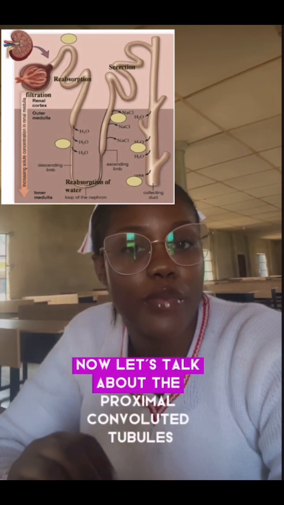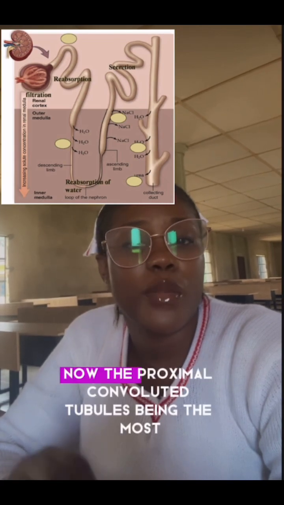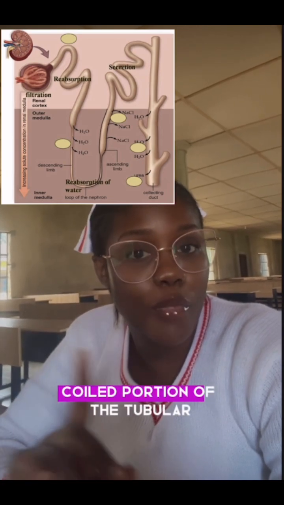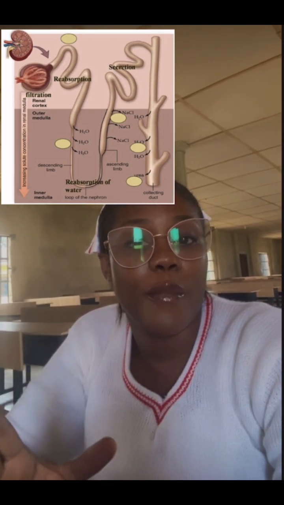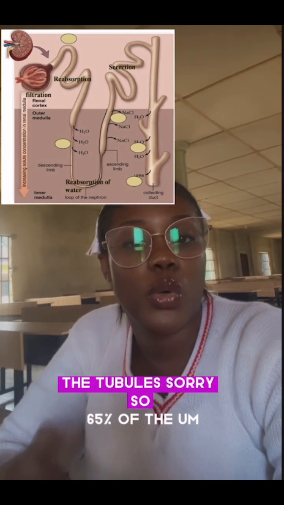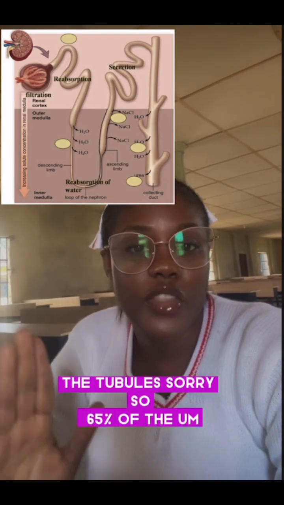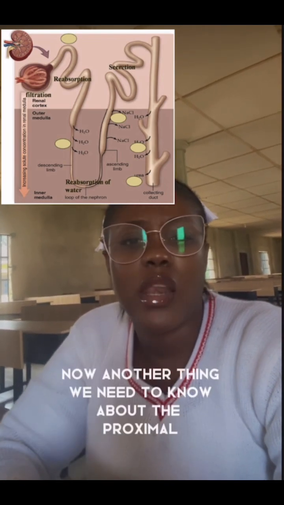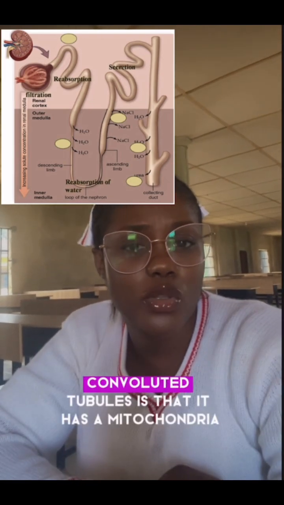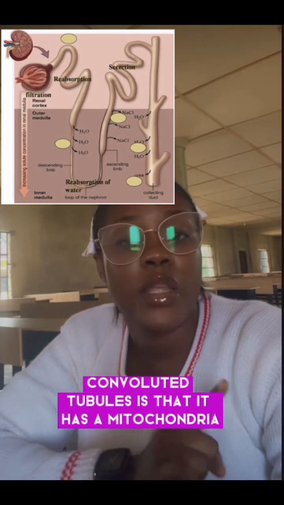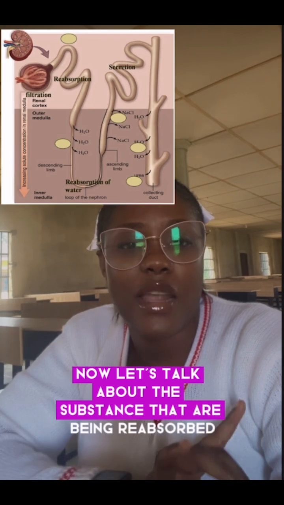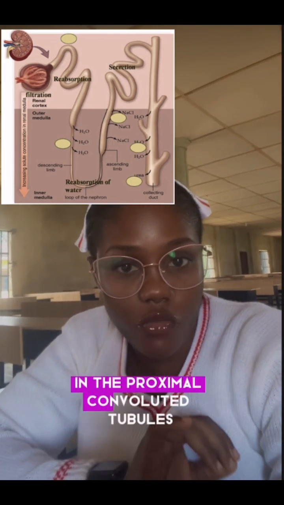Now let's talk about the proximal convoluted tubules, being the most coiled portion of the tubules. 65% of the tubular reabsorption takes place in the proximal convoluted tubules. Another thing we need to know is that it has mitochondria that release ATP for its activities. Now let's talk about the substances that are reabsorbed in the proximal convoluted tubules.